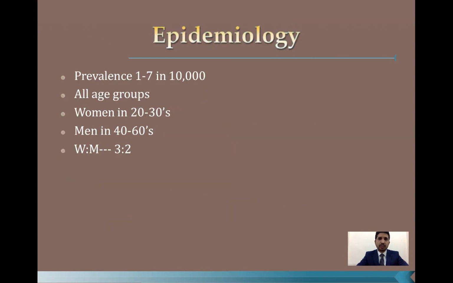If we talk about the burden of this disease, the prevalence is 1 to 7 per 10,000. It can involve all age groups, but its presentation is usually early in females during their 20s to 30s and in men in their 40s to 60s. It has a predilection for females, and the female to male ratio is 3 to 2.